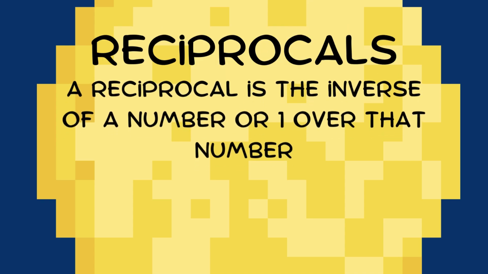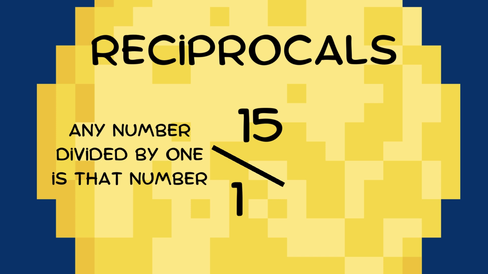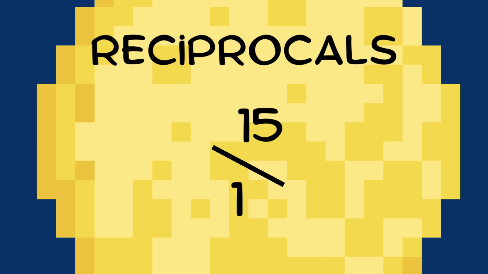Our final topic is reciprocals. A reciprocal is the inverse of a number, or 1 over that number. To better understand this concept, we need to take any number and convert it to a fraction, which is that number over 1. And since any number divided by 1 will remain the same number, this works. So, when we reciprocate a number, we are simply flipping those 2 numbers.